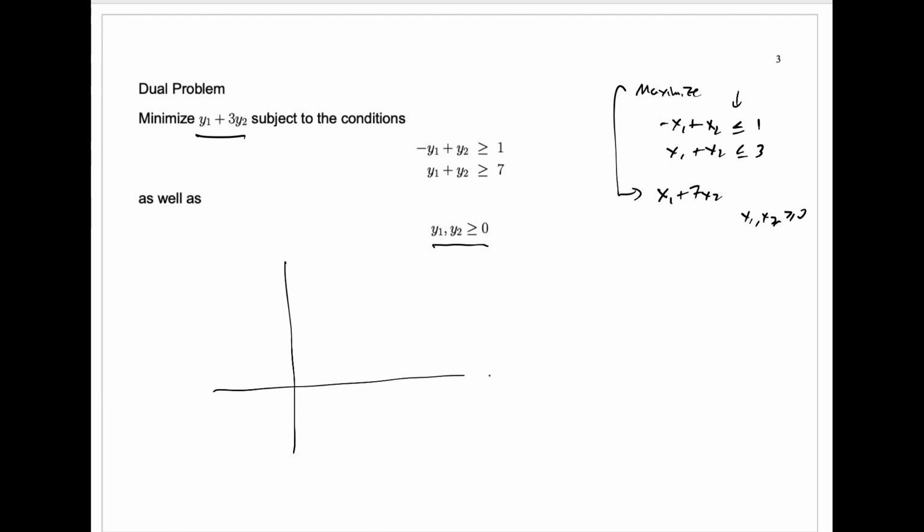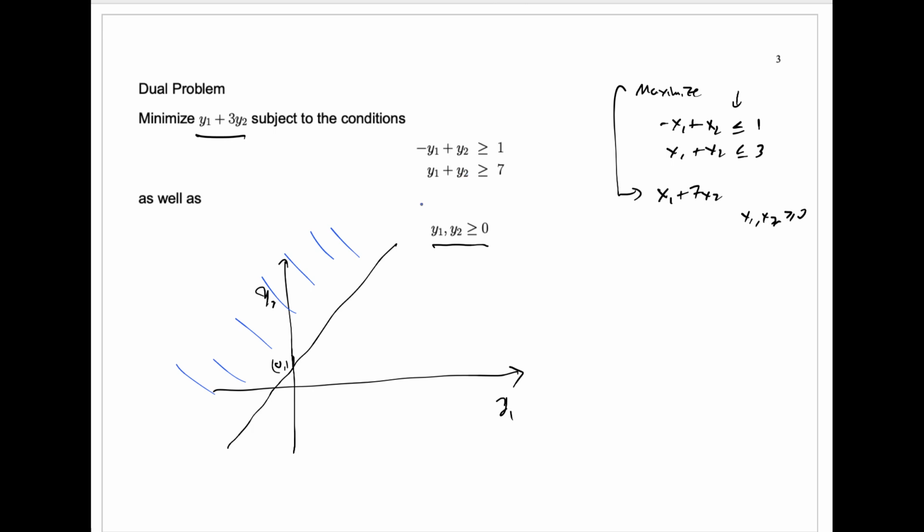In our new picture, we have the axes for y1 and y2. Again, saying y1 and y2 are greater than or equal to 0 means we're going to be in the first quadrant here. Minus y1 plus y2 greater than or equal to 1 looks like this now, where here's the point 0, 1. But now we want minus y1 plus y2 greater than or equal to 1. So let me shade in the appropriate half plane here. That would be this one. Things get bigger if you let y2, for example, get bigger.